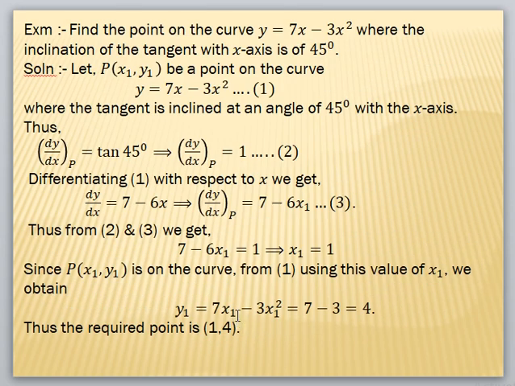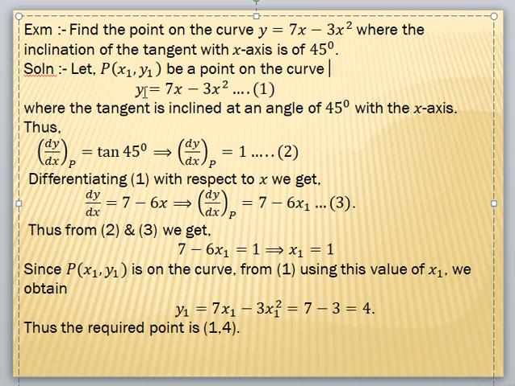Now similarly you can see another problem: find the point on the curve y equals 7x minus 3x squared, where the inclination of the tangent with the x-axis is 45 degrees. The inclination of the tangent with the x-axis is 45 degrees, which means dy/dx at the point P, which we have to find, will be tan 45. That means 1. So dy/dx at the point P will be 1.